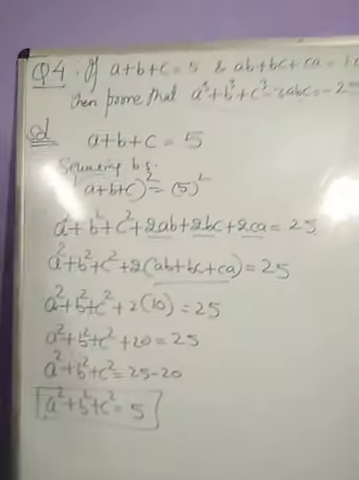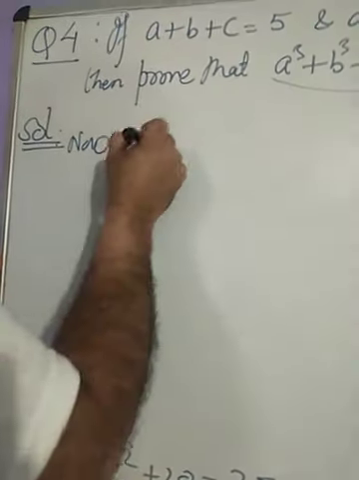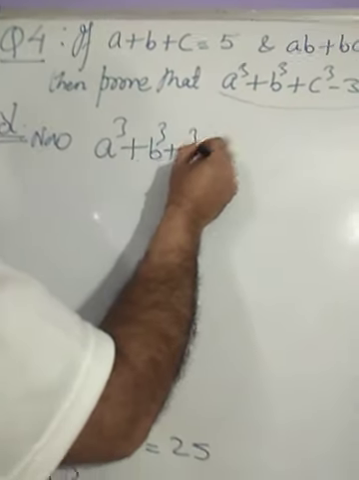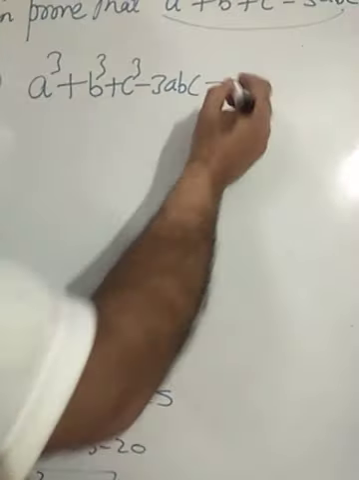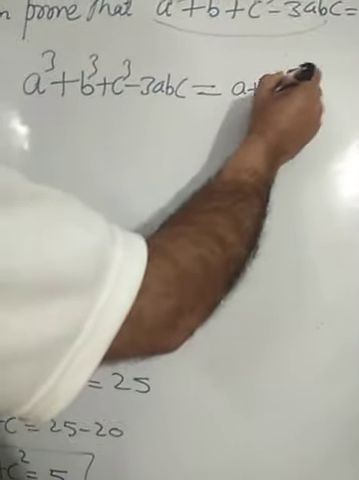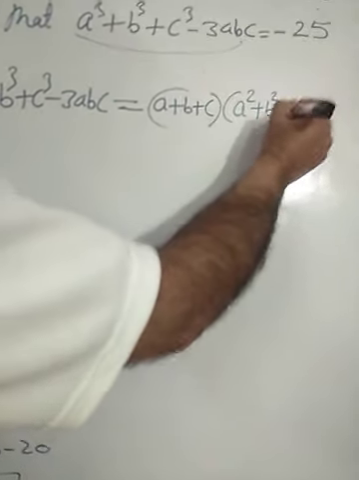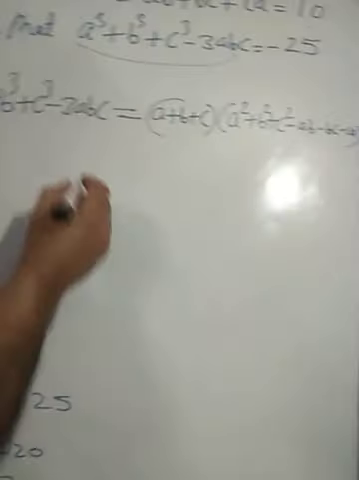Now come to what is asked to prove. What is asked to prove? We are asked to prove the value of a cube plus b cube plus c cube minus 3abc. Now this is an identity. What is this equal to? Identity number 10: a plus b plus c into a square plus b square plus c square minus ab minus bc minus ca. Let's put the values.